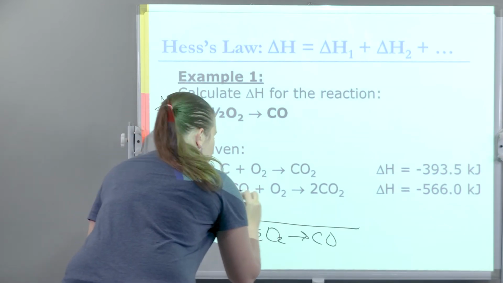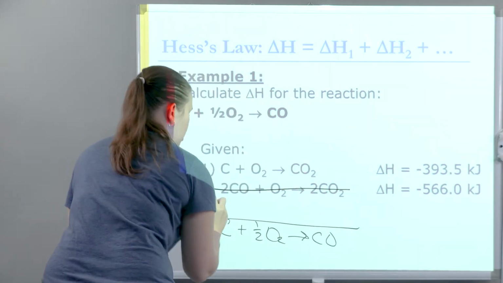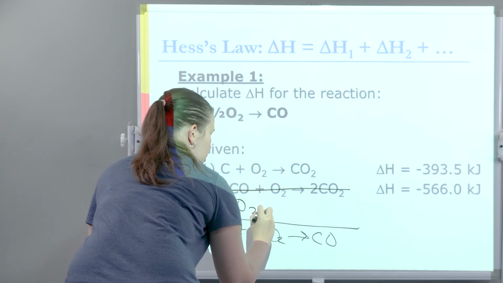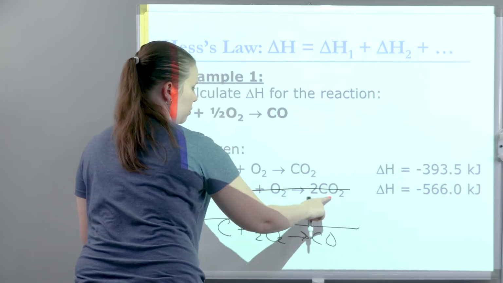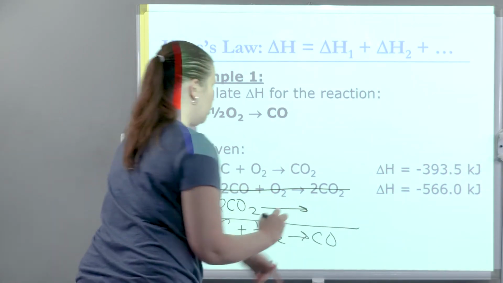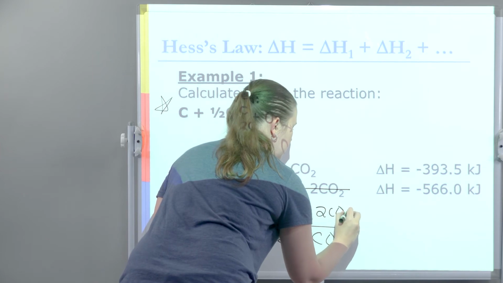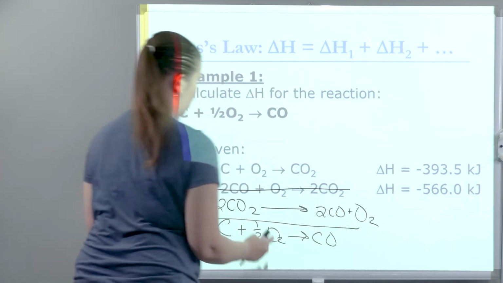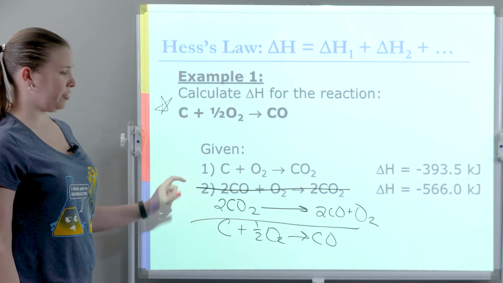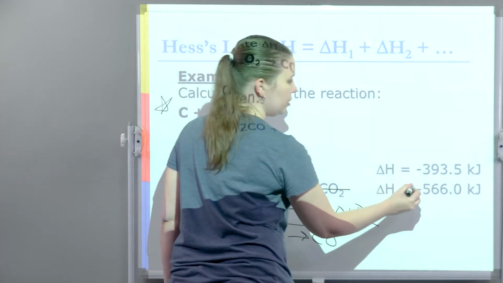So what I would recommend doing is actually crossing it out and rewriting it. It's really easy to get kind of mixed up on these equations. So I've got my carbon dioxide, which there was 2 moles of in equation 2, and then I'm going to bring my 2 carbon monoxides and my oxygen, my reactants, now becoming my products. Because I have flipped the equation, I need to flip the sign.